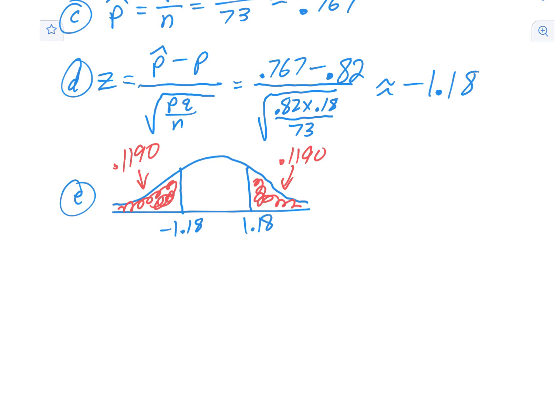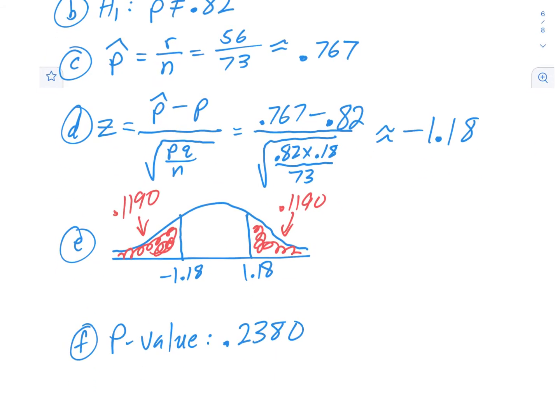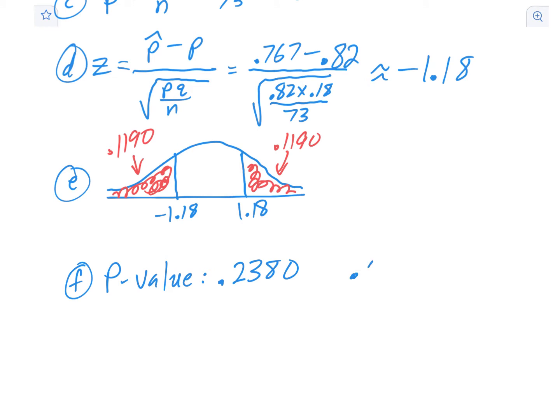Question F. We're going to find our p-value by adding 0.1190 and 0.1190, giving us 0.2380. So our p-value is 0.2380. We're going to compare that to our alpha, 0.1. I'm going to put an alpha right here, and I'm going to leave space for either a greater than or a less than. Everybody, what is 0.238 in comparison to 0.1? Greater than.